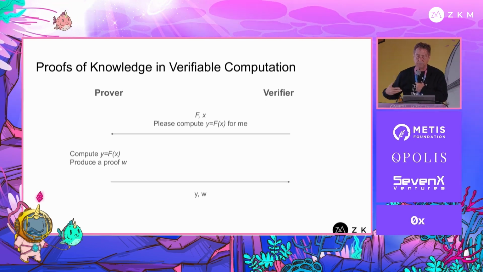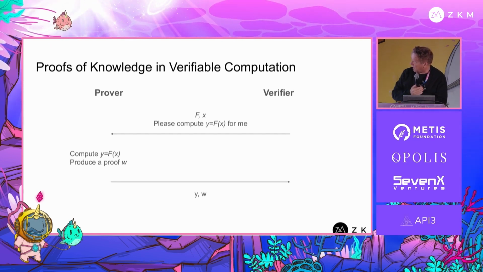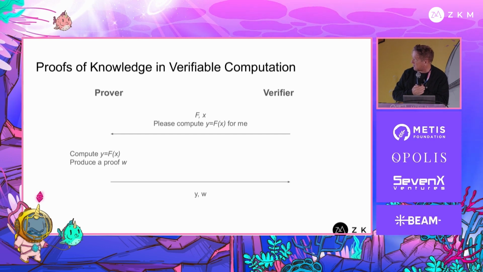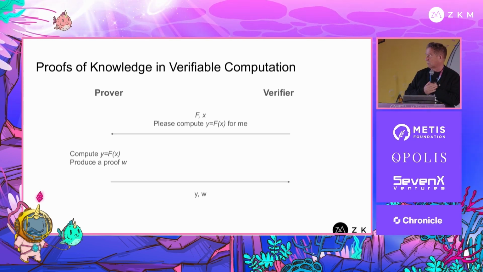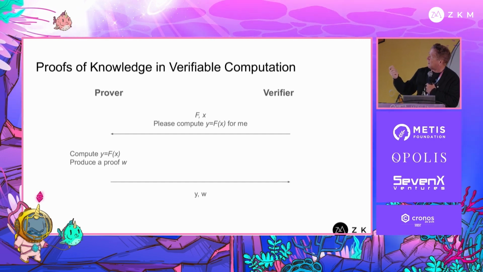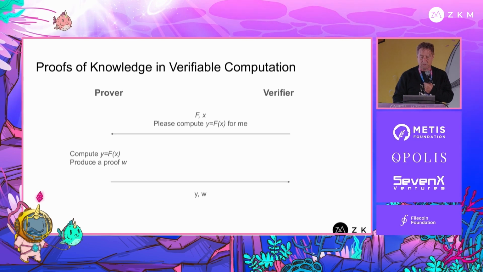So the idea in verifiable computation is that the prover will compute y, which is f of x, and in addition to giving the result, it will also produce a proof w, which shows that the value of y is indeed correct. What is important is that we want this proof to be short, because the verifier should have very little work to do.